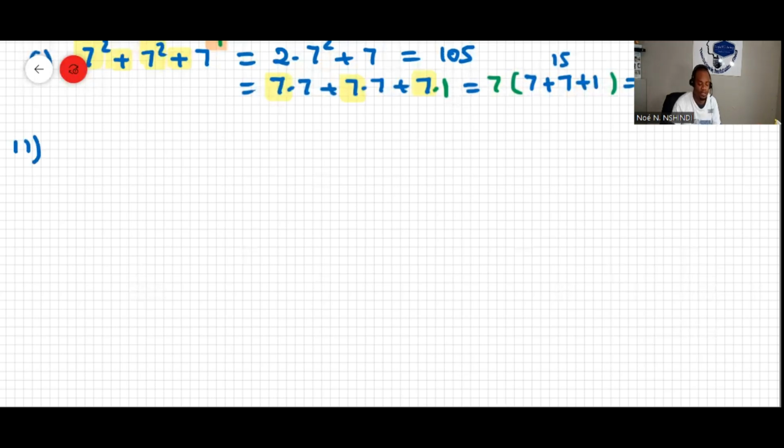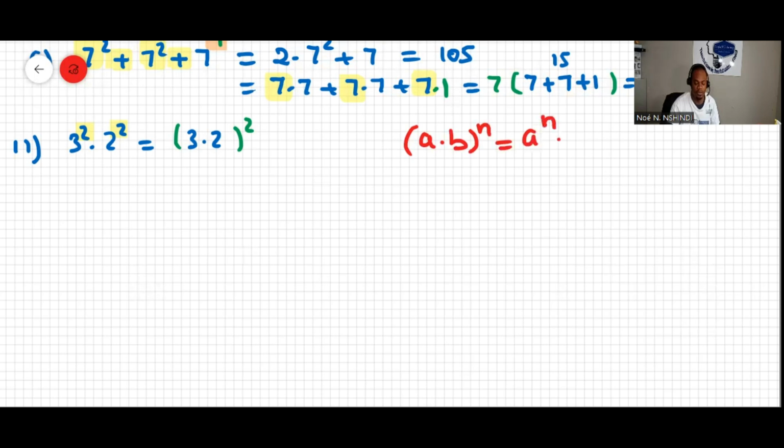Then I do question 11. It's 3 to the power of 2 times 2 squared. In this case, note that the bases are not the same, they are different, but the exponents are the same. Because the exponents are the same, we can put it like this: 3 times 2, to the power of 2. Remember that law that says a times b to the power of n is equal to a to the n multiplied by b to the n. Those laws are useful from left to right as well as from right to left.